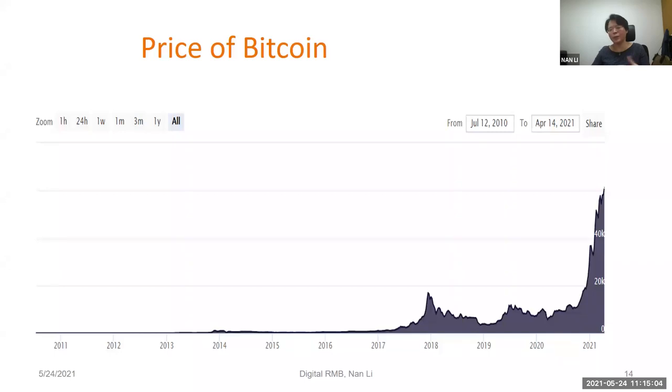Janet Yellen, the Secretary of the Treasury, as well as the European Central Bank president, Christine Lagarde, were saying that there is a huge potential problem related to money laundering and ransom collecting regarding Bitcoin. And I don't know whether you have heard this news or not. Just a few weeks ago, an oil pipeline in the U.S. was hacked by a hacker, and the ransom was asked for in the form of cryptocurrency.